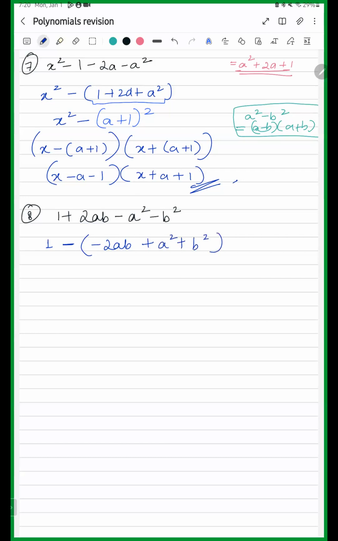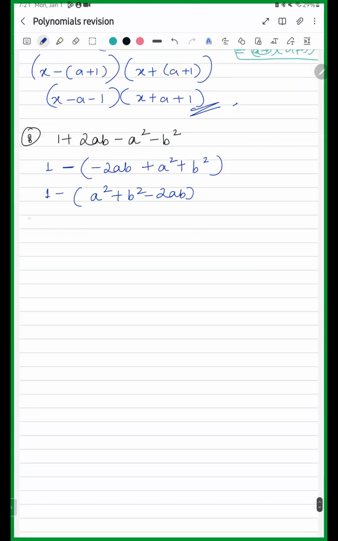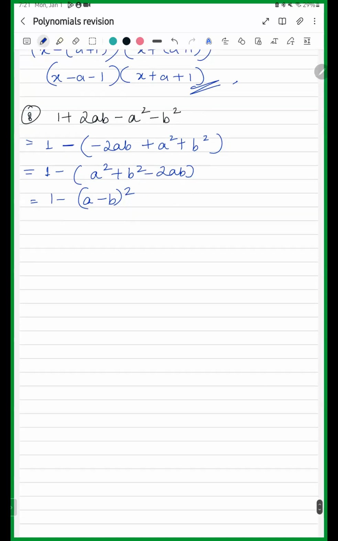Now, what does this remind you of? A square plus b square minus 2ab. So let me rewrite this: 1 minus a square plus b square minus 2ab. This is equal to 1 minus a minus b whole square, right? But see, this still is not factorized, because to factorize something means that you should have the answer as a product of some brackets. There shouldn't be any additional term here.